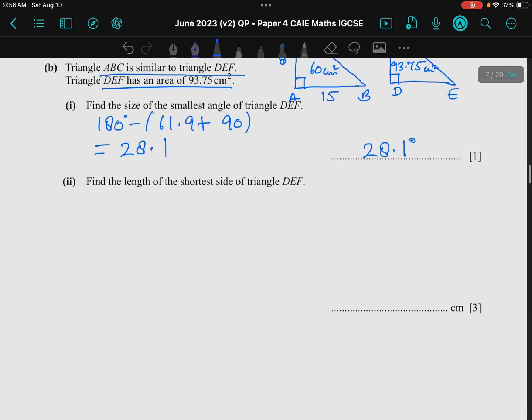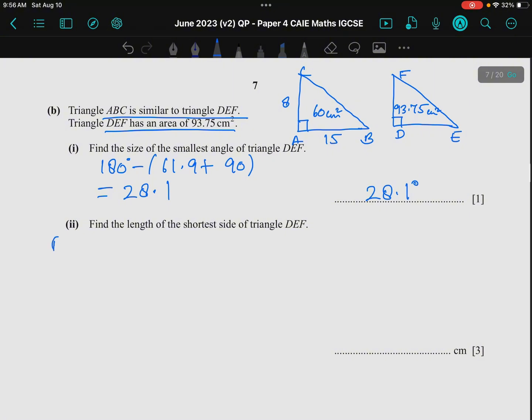Find the length of the shortest side of triangle DEF. First calculate for triangle ABC the side BC. BC will be under root of 8 square plus 15 square by using Pythagoras theorem. Hypotenuse square is equal to perpendicular square plus base square. So when I put this in my calculator, I'll get under root of 289, which is 17 centimeters.